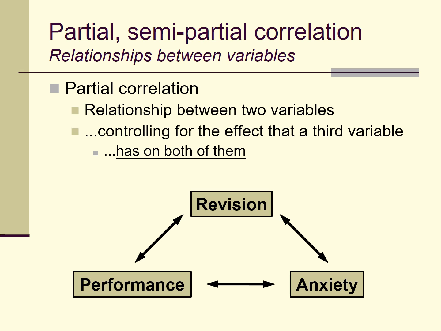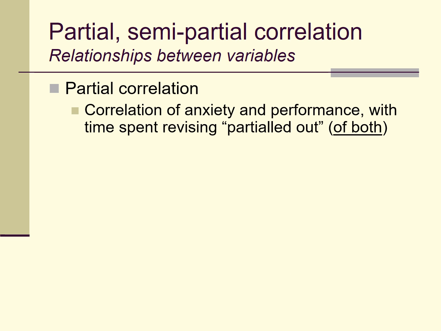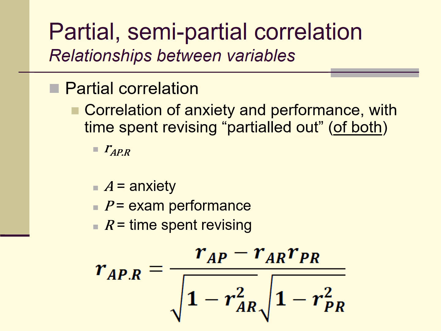That's the partial correlation. When we talk about partial correlations, we often say things like they're the correlation between anxiety and performance with time spent studying partialed out of both. And that's key here, because the idea is we're removing that effect of time spent studying on both performance and on anxiety.